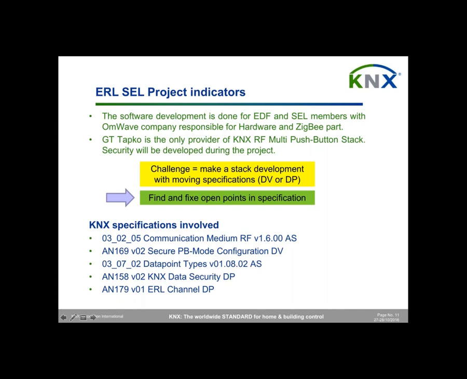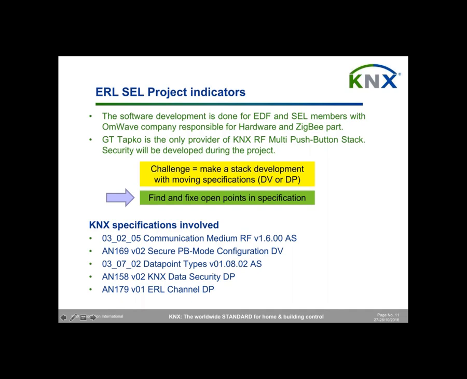So the main challenge at this time is to make a stack development with moving specification. That means you implement new features that are still discussed in some working group, but it has a very good impact on the specification. It helps to find and fix open points in the specification. That means at the end, the specifications are very well done and can be voted in the KNX voting cycle as a good implemented solution. It's not only papers, it has been implemented, tested, and then you have very good solutions.